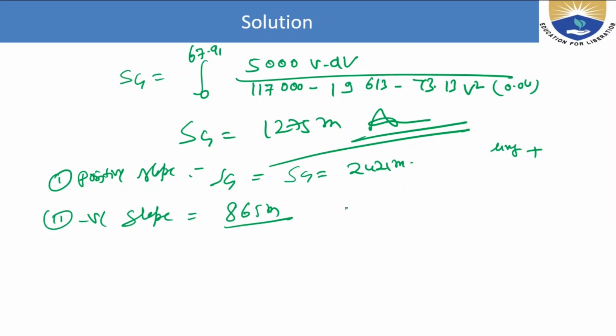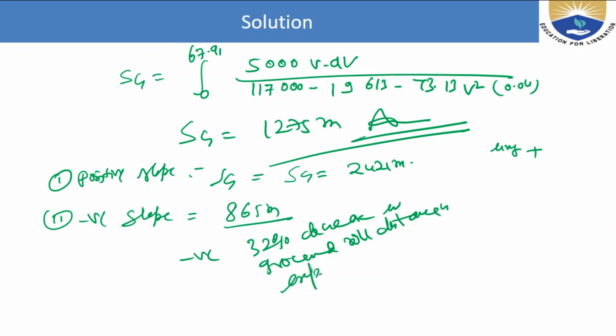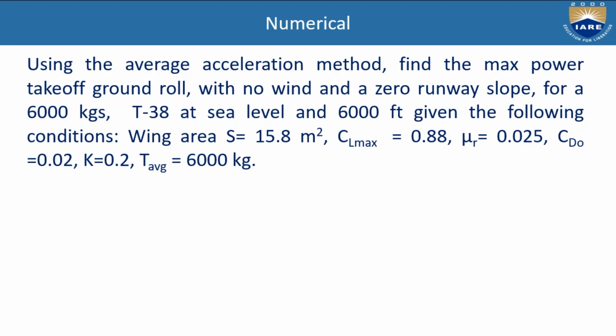So for the positive slope, there is a 90% increase in ground roll. With a negative slope, there is a 32% decrease in ground roll distance. So for the negative case, a 32% decrease in ground roll distance is experienced. So this is the last problem for this.